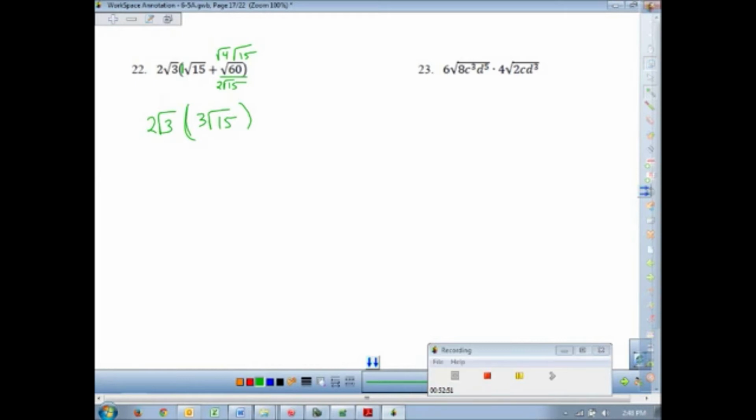Now, numbers times numbers is how you roll. 2 times 3 is? Radical 3 times radical 15 is radical 45. Then, of course, we go so far, and we have to see, can the square root of 45 simplify at all? Perfect square that goes into 45. 9. So that becomes 18 square roots of 5.